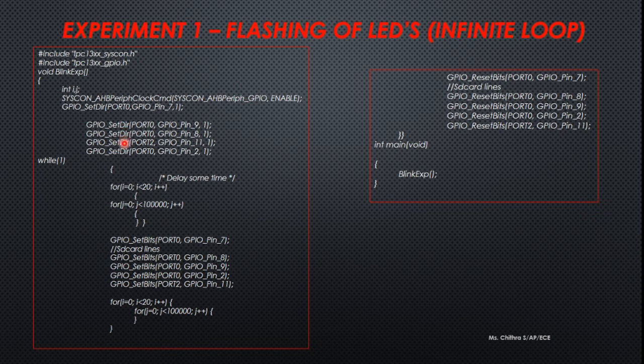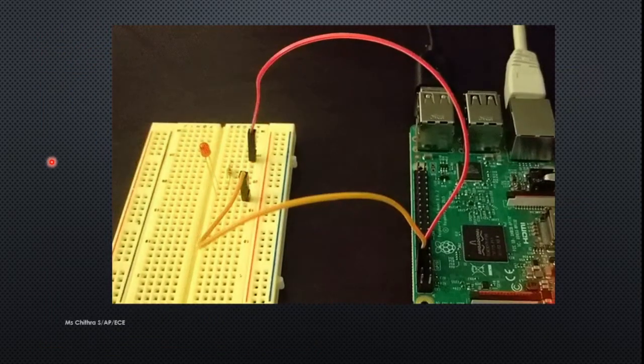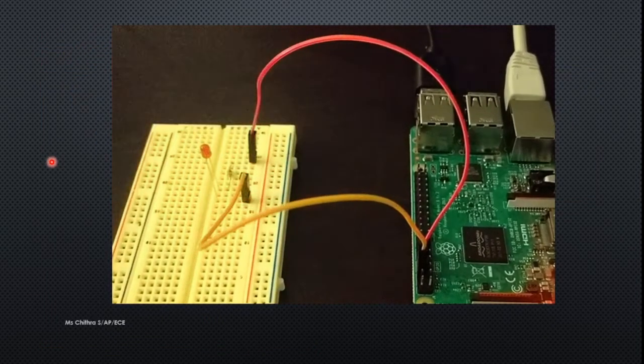So we set the direction as output pin. Then I switch on the LED for a certain amount of time, give a delay in between, and then set the LEDs to be off. This is the logic of the program. We set the direction, switch on the LED, give some delay, switch off the LED, and come back again, because while 1 represents an infinite loop. So your LED will be going on and off in an infinite loop. Just observe this for 1 minute.